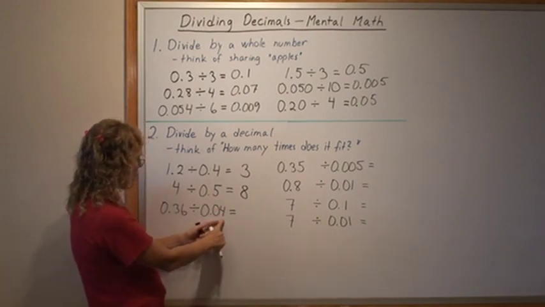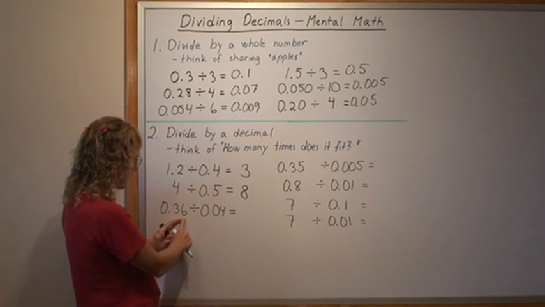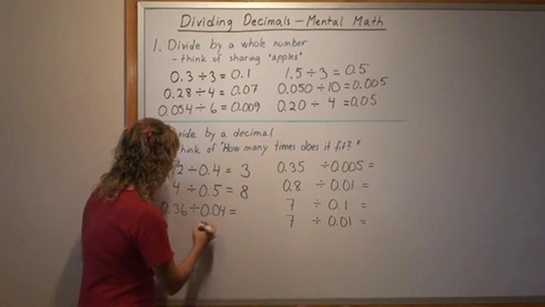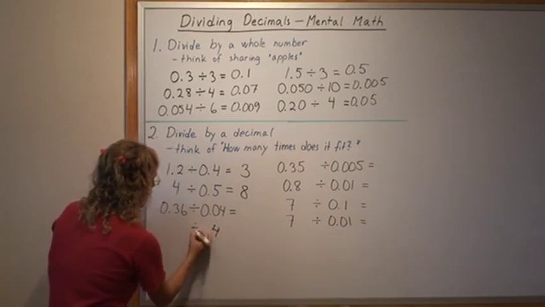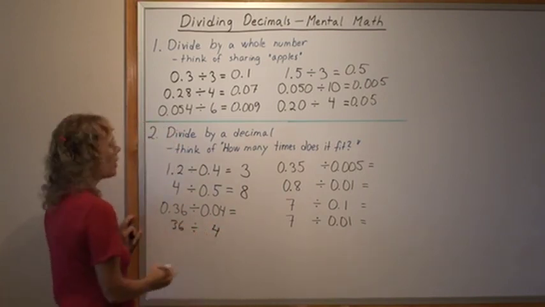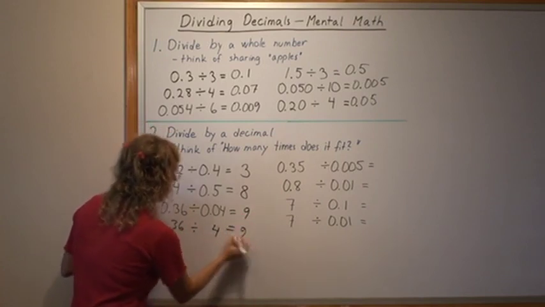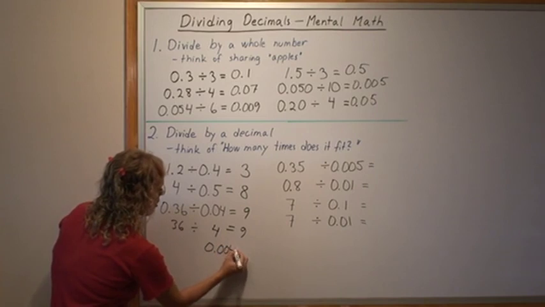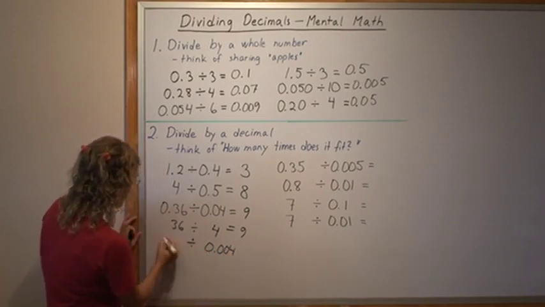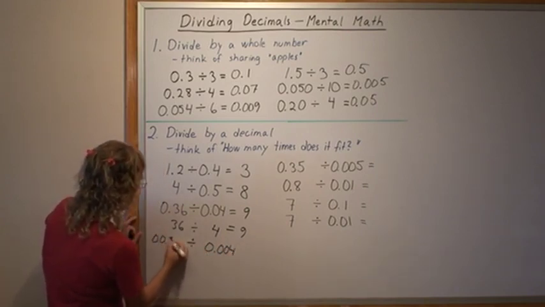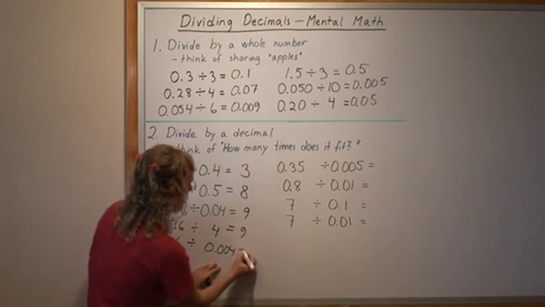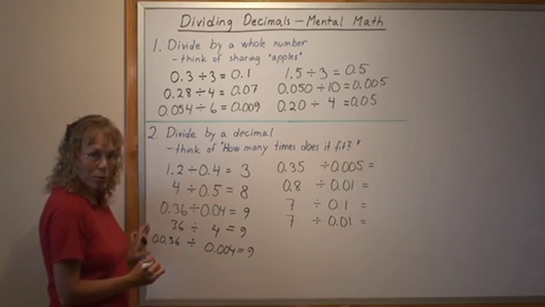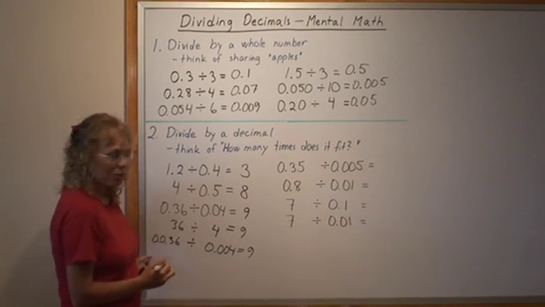And how many times does 4 hundredths fit into 36 hundredths? Note that that's the same question as asking how many times does 4 fit into 36. The answer to both is 9. And even if I had 4 thousandths, how many times would that fit into 36 thousandths? Still the answer would be 9. I have this kind of patterns in my books for children to learn from.